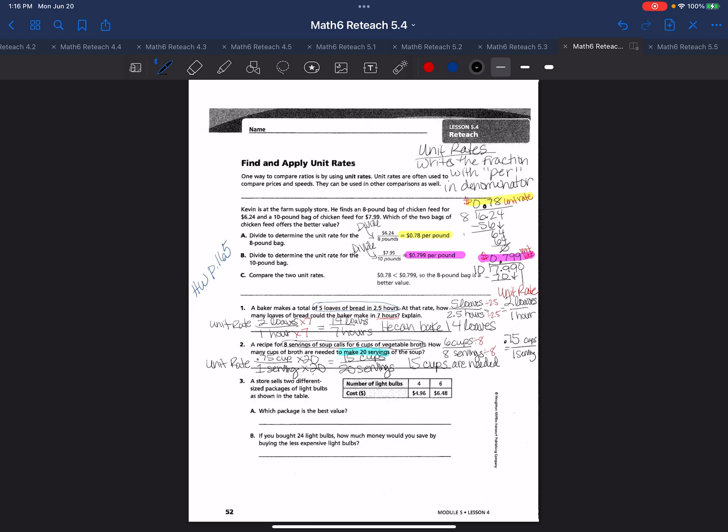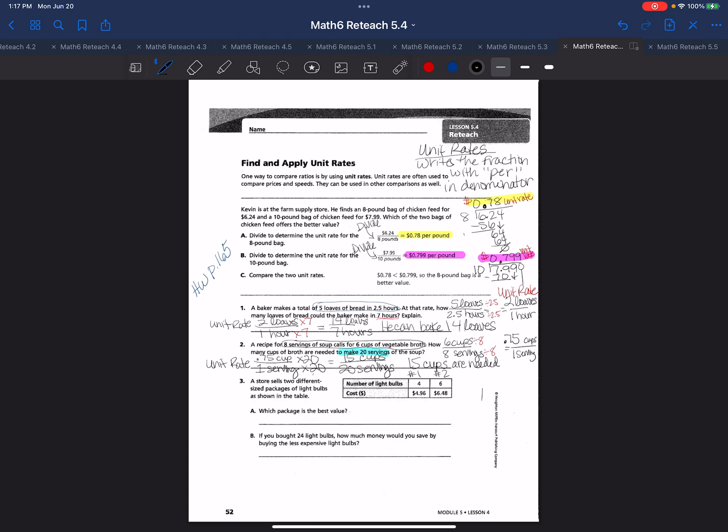A store sells 2 different sized packages of light bulbs as shown here. Here's package 1 and here's package 2. So package 1 comes in 4 light bulbs for $4.96. Package 2 is 6 light bulbs for $6.48. So which is the best value? The first thing we have to do is kind of like back to the original problem. We have to find the unit rates for each one of these.